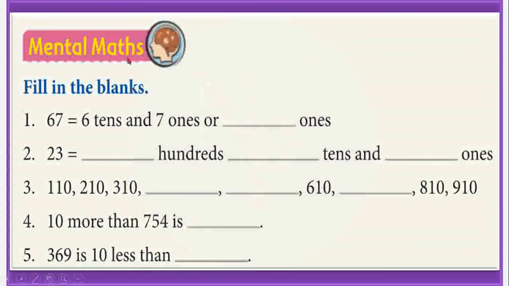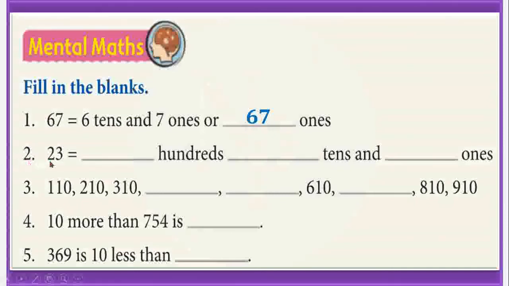So mental maths. These questions are to be answered using your mind, using your brain. Think and give answer. Fill in the blanks. Question number 1. 67 is equal to 6 tens and 7 ones or dash ones. 67 has 6 tens and 7 ones, or we may write 67 as just 67 ones. There are 67 ones in the number 67.